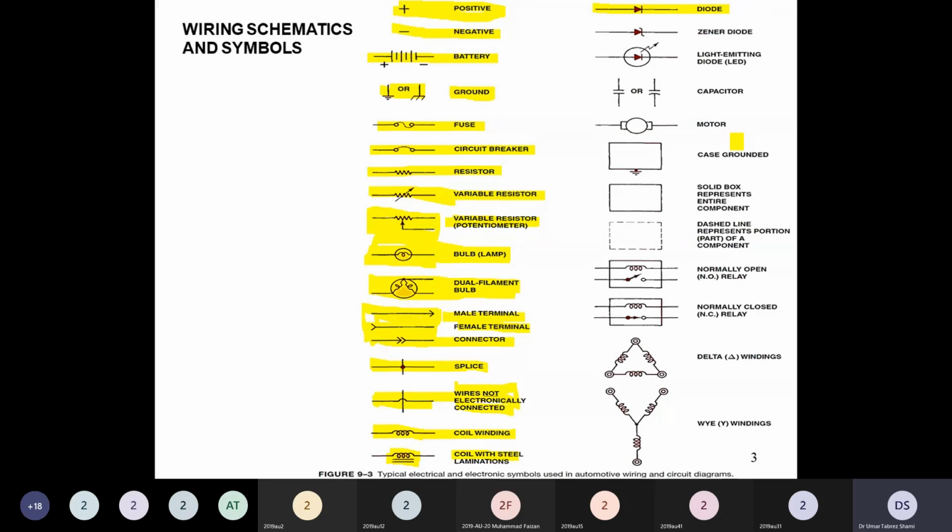Right, after this we have the Zener diode. The Zener diode is a special diode which will, no doubt, allow current to flow in one direction, but the Zener diode will also allow current to flow in the opposite direction when the voltage across the Zener diode has broken down.